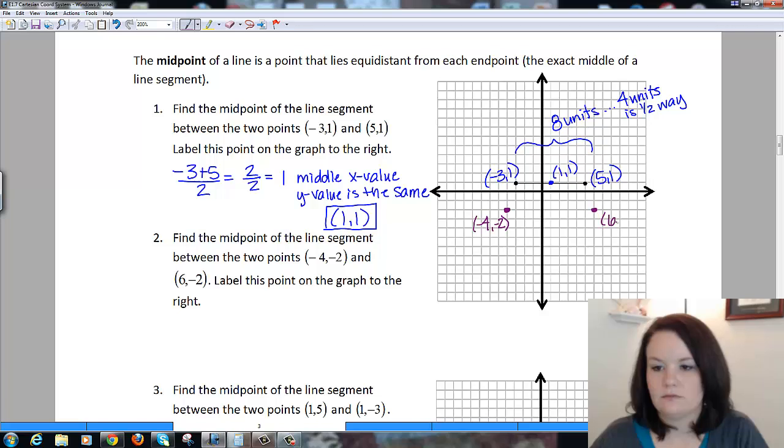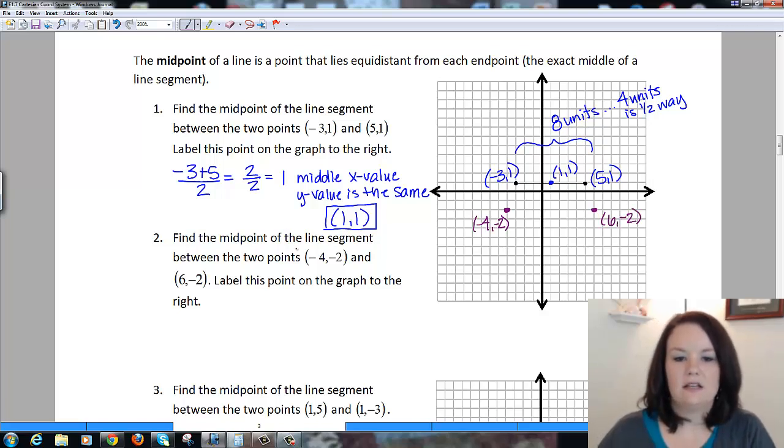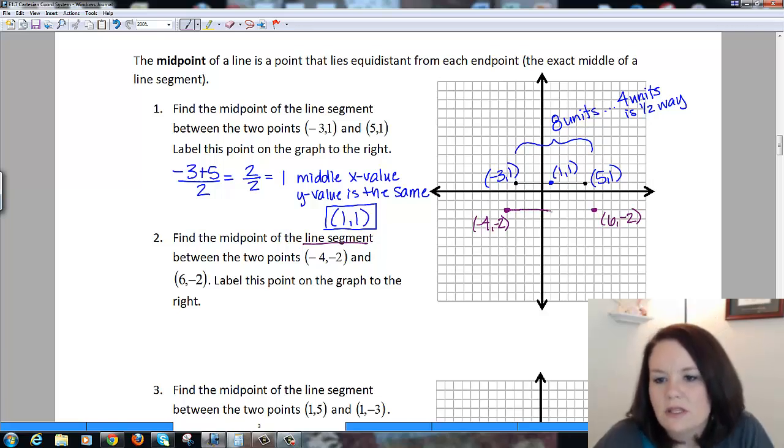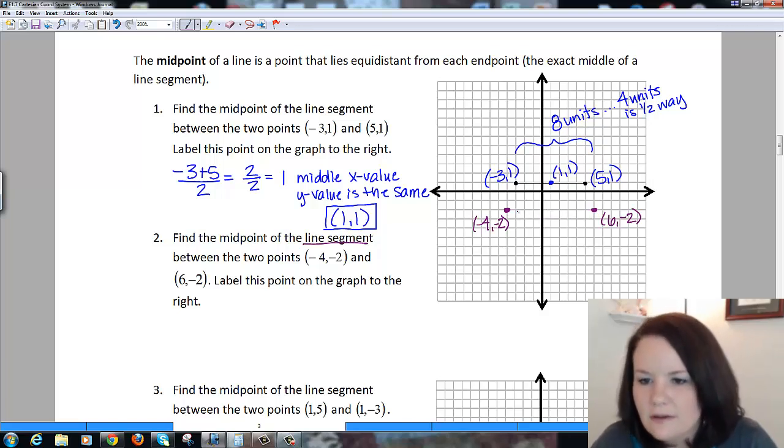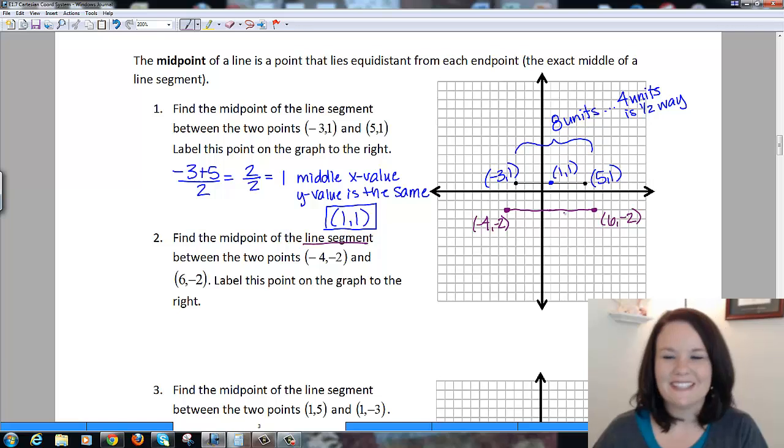Okay. 6, -2. And since it says find the midpoint of the line segment, I'm going to go ahead and draw a line between the two. Okay. Whoops. Let's pretend that's straight. Let me try again. Well, straight enough anyways. Okay, so I can do this the same way I did before.